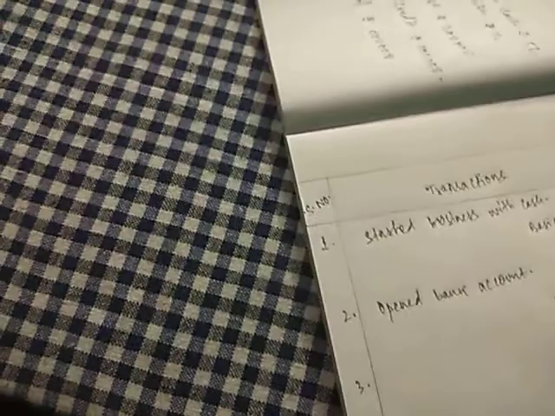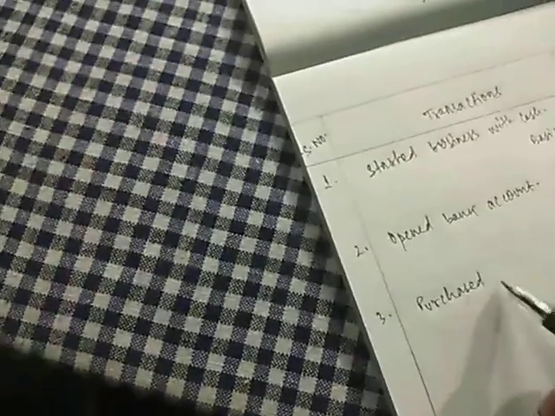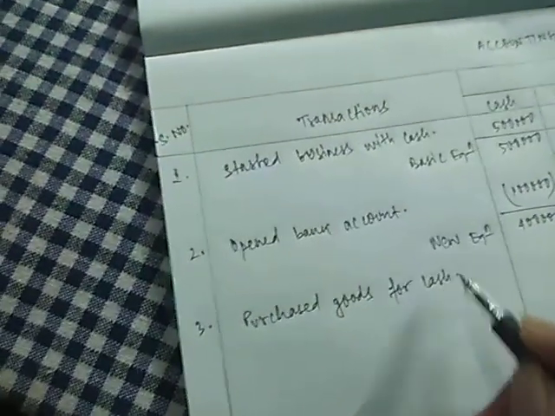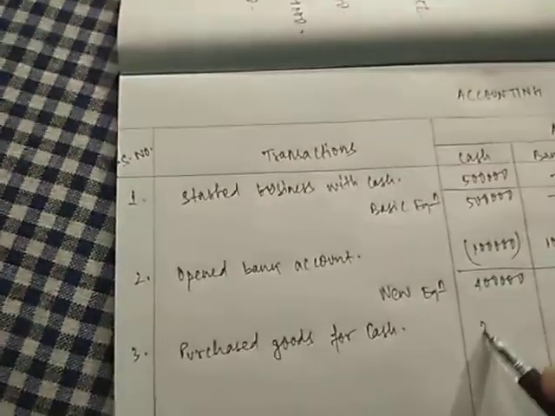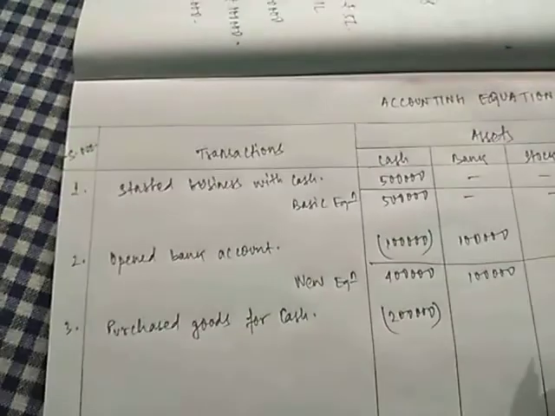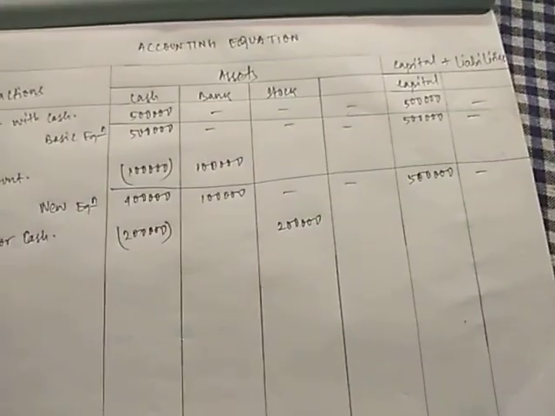Again, number 3, it is purchase goods for cash rupees 2 lakh. So right here, purchased goods for cash. So we have purchased goods for cash. Again we have used cash rupees 2 lakh. So 2 lakh will be subtracted. Next item we got in assets, that is goods. So we don't write goods, we write stock. So we got stock here. Stock we got of amount rupees 2 lakh. So in the stock column we'll write 2 lakh.